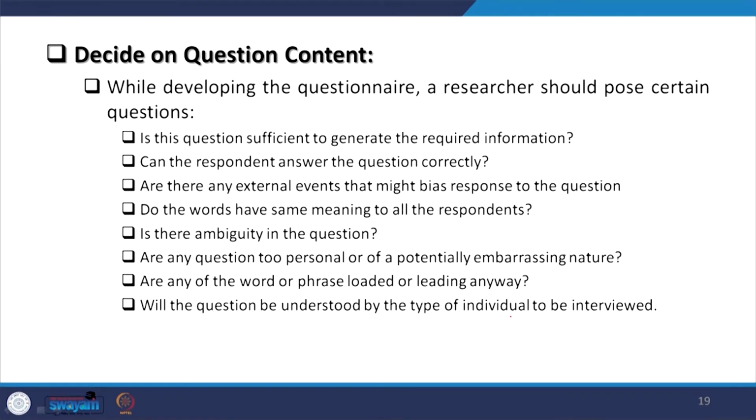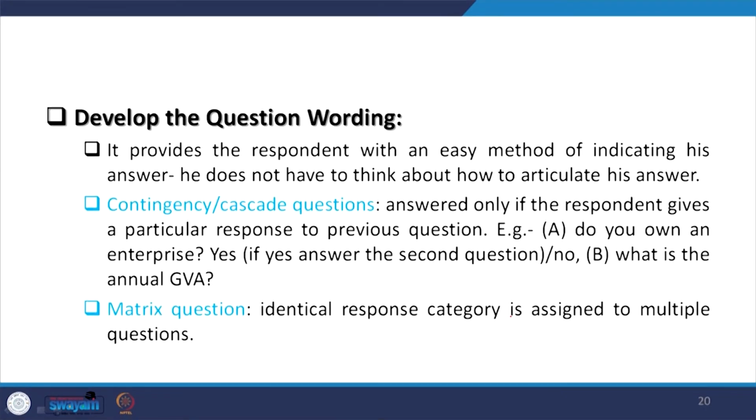Are any of the words or phrases loaded or leading in any way? Are any questions too personal or of a potentially embarrassing nature? Will the question be understood by the type of individual to be interviewed? This must be thought of while setting the questions in the questionnaire.